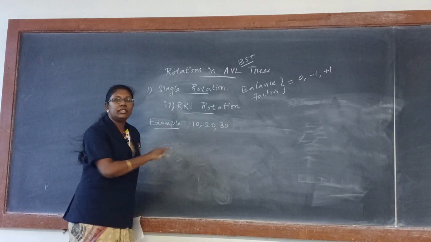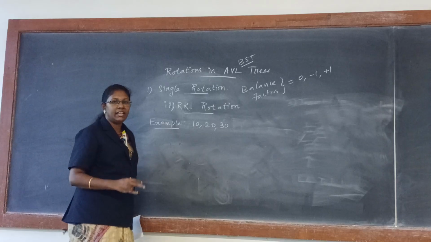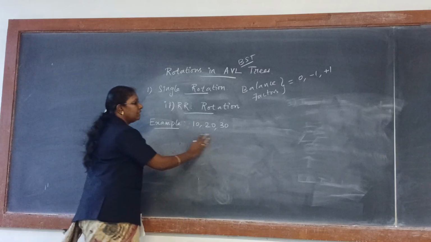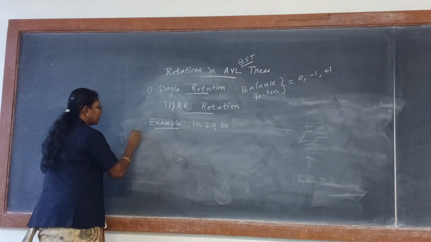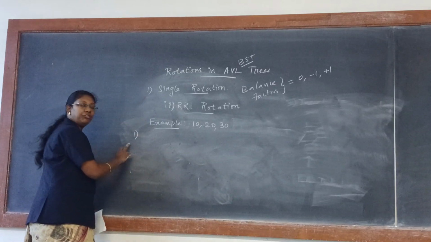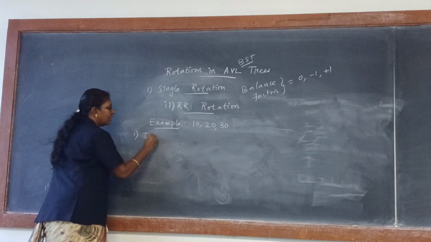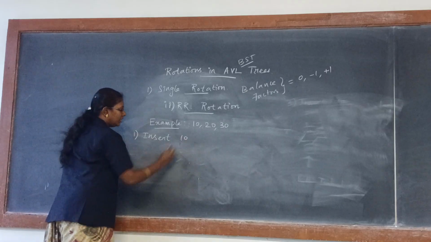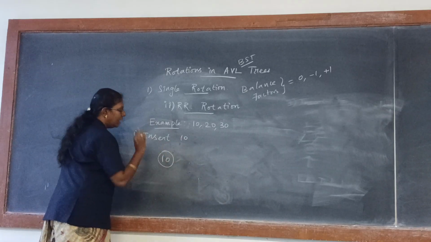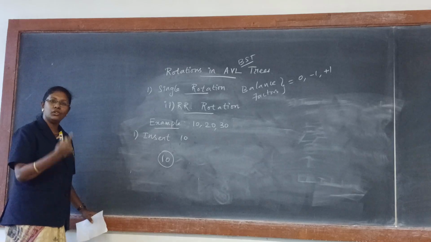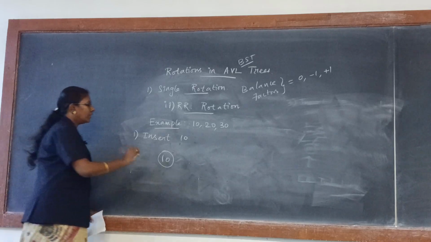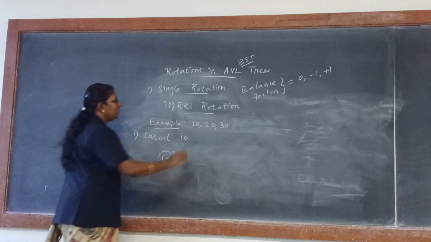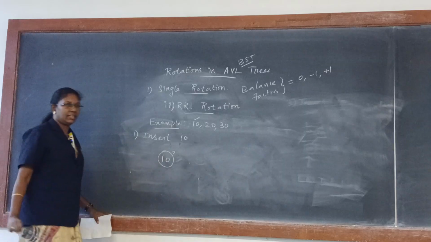So I have taken three values: 10, 20 and 30. That means I am going to construct an AVL tree using these values. I'm going to explain this step by step. For the first step, I'm inserting the value 10 here. As this is the leaf node and also the root node of the tree, consider the balance factor for this node as 0. And I have inserted 10 by constructing the AVL tree.